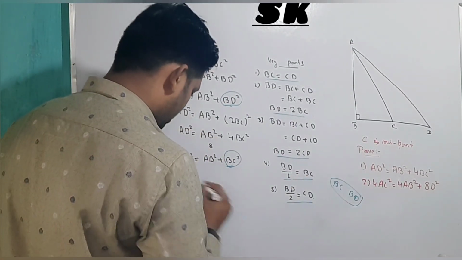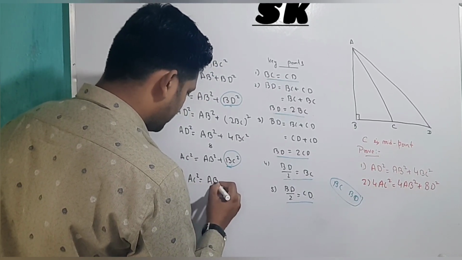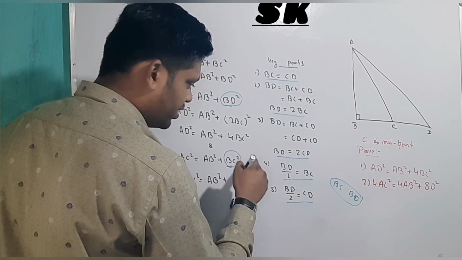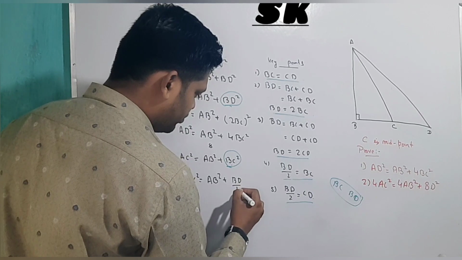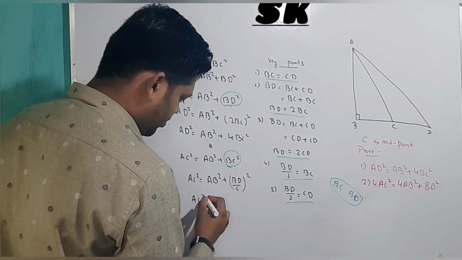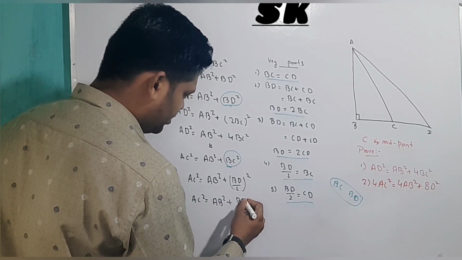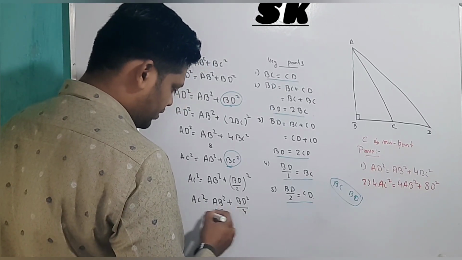Okay. Now we will replace this one. AC square is equal to AB square, and instead of BC square, we use BC equals BD by 2. BD by 2 is squared, no? Okay. So AC square is equal to AB square plus BD square by 4. Okay. Now LCM.